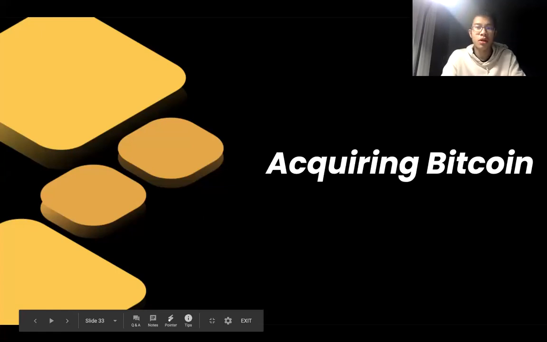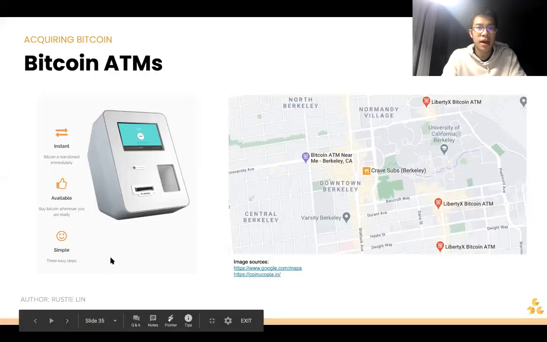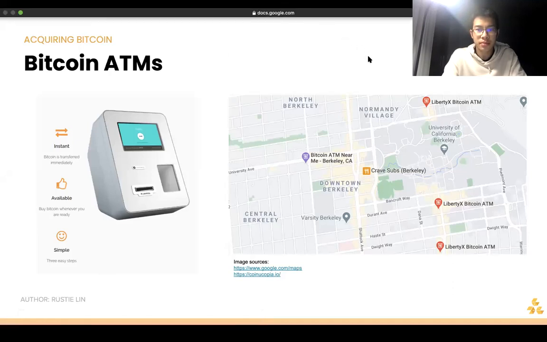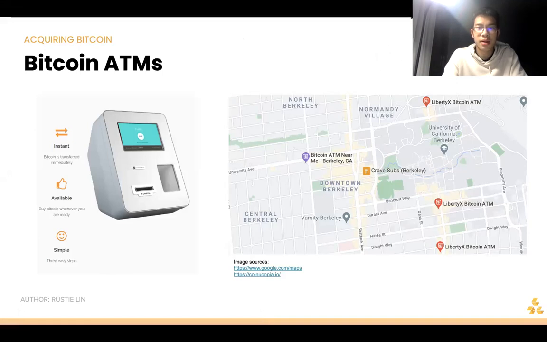So let's talk about acquiring Bitcoin. How would we get Bitcoin? Just like regular money, there are ATMs for Bitcoin. If you're in Berkeley, you could get Bitcoin from these ATMs. They're all near Berkeley, which is good. Some pros are that they're very simple to use. They're available whenever you want and instant, so you don't have to wait for them.